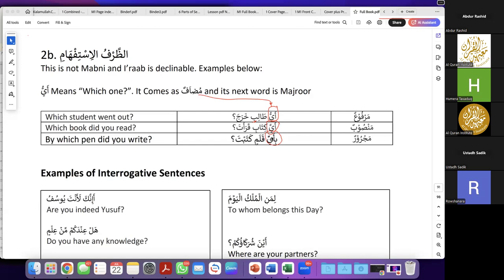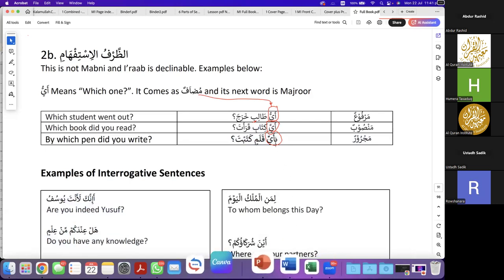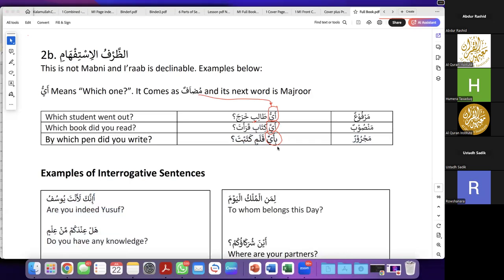Here is ayyi, okay? This is mudaf, and kalamin is mudaf ilayhi, and you can see clearly majrur state, fine. But why has ayyu by default become ayyi here? Because of the harf jarr, B. And because it is declinable, not mabni, that's why it has taken ayyi.